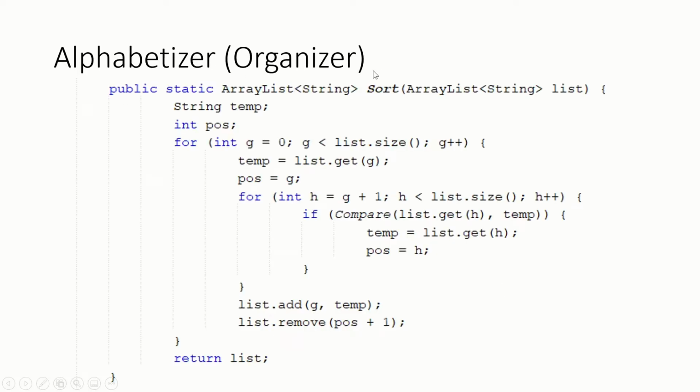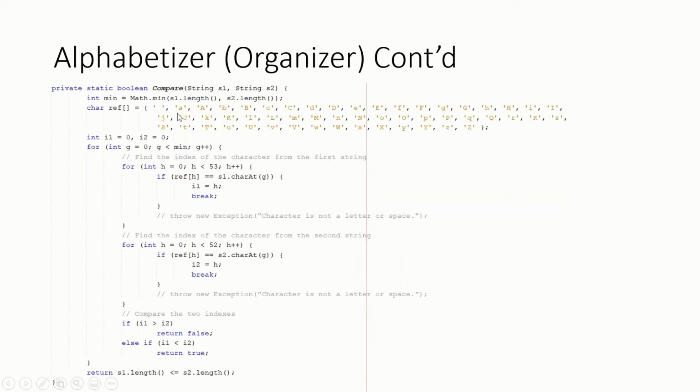The organizer component of this system uses two methods. First of all, sort, but within that it also uses a compare method, and I want to talk about this one first. So what I did here was create an array called ref, which sets up the alphabetical order that we would be sorting by. So first of all, a space would go before a little a, would go before a big A, would go before a little b, and so on.